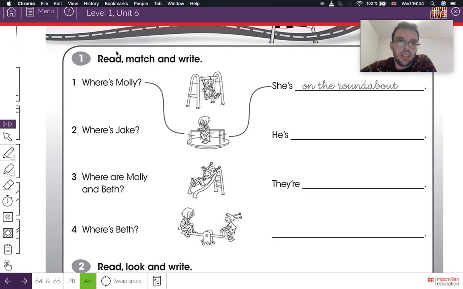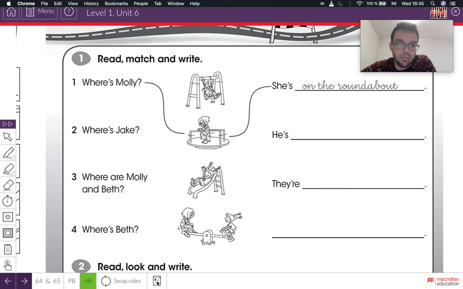So now, you have to read, match, and write, okay? Read, match, and write. So, okay, let's look at our example. Number 1, it says, where's Molly? Okay, so Molly's here. Where's Molly? She, because it's a girl, she's on the roundabout. She's on the roundabout. Okay, let's continue.